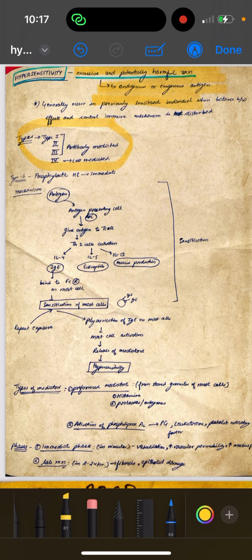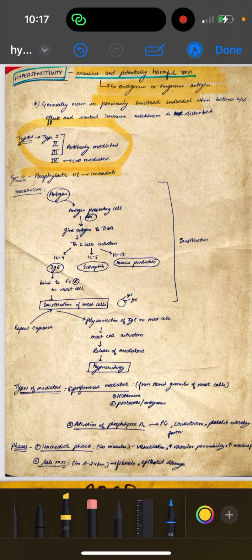1, 2, 3 are antibody mediated and the fourth one is cell mediated. So first we are going to read type 1 hypersensitivity. Type 1 hypersensitivity is also known as anaphylactic hypersensitivity, and it usually occurs immediately, just after the exposure to the antigen, the hypersensitivity will occur.